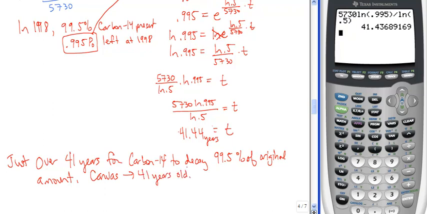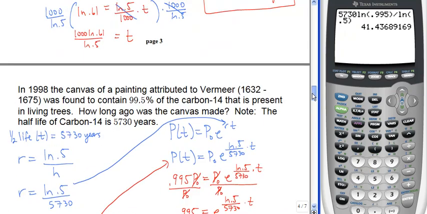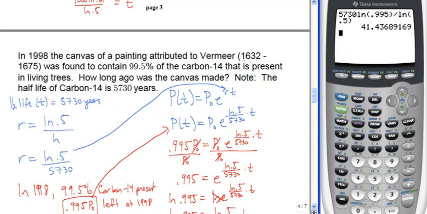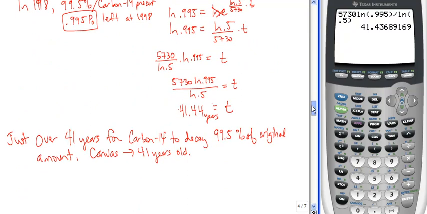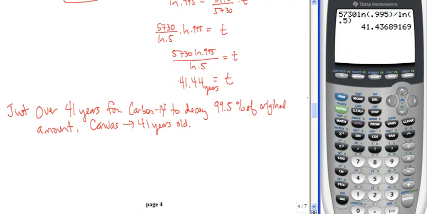So is it possible then for our master painter Vermeer to have painted this if he lived back in the 1600s, but we found this painting in 1998? No, not possible. It just hasn't been enough time for that carbon-14 to decay. So this is not attributed to Vermeer. So this painting must be a fake, okay? Because it can't be authenticated to exist during his time period.